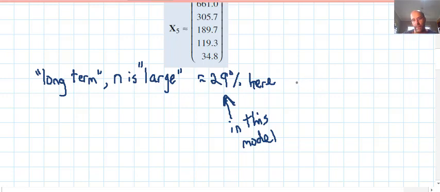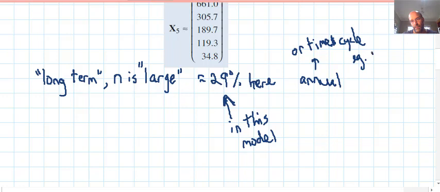Okay, the annual or other time period, whatever the natural time cycle, it might be decades. Months, if it's little insects or something, or decades if it's people. In this case it's just years. That's why I'm saying annual increase or decrease.